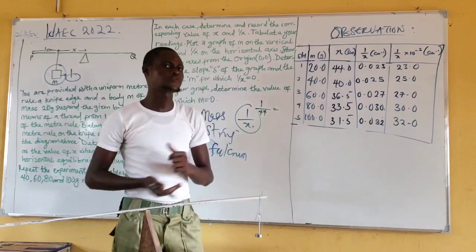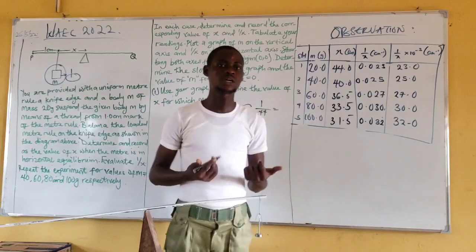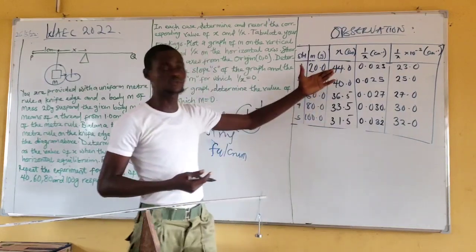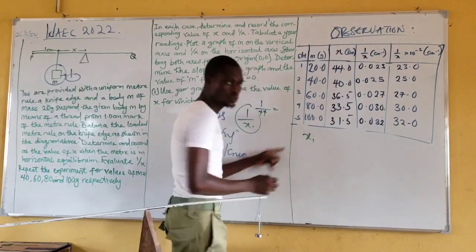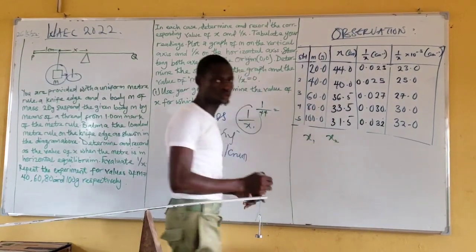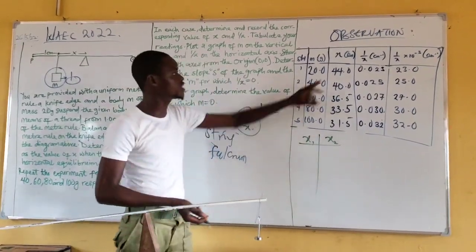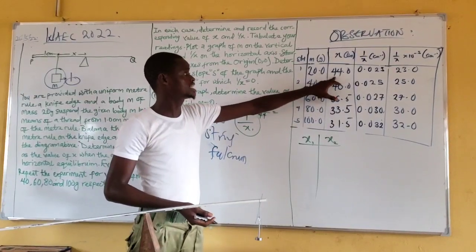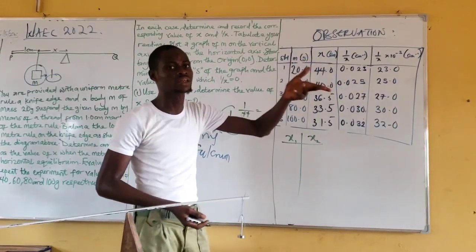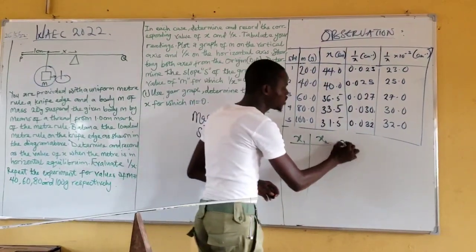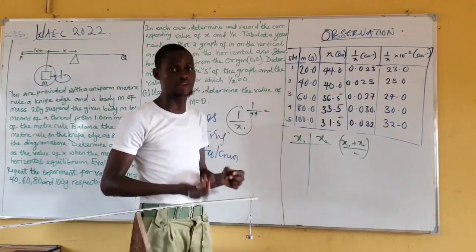Now, when you want to perform the experiment, it is advisable to take your reading of x in 2 places, whereby I'll have my initial x1 and I can have my initial x2. If I'm taking this reading, it's just to avoid error. For example, if my initial value of x is 44, I now need another value of x, maybe 43. Then I can find the average value of x, x1 plus x2 over 2.